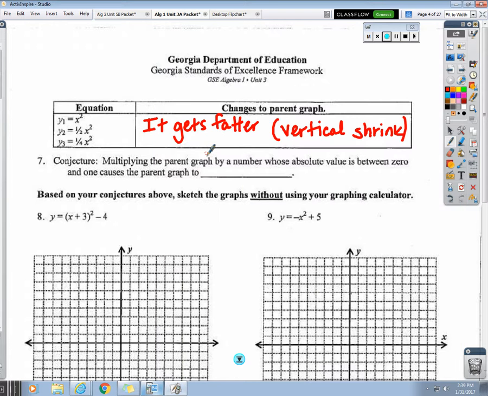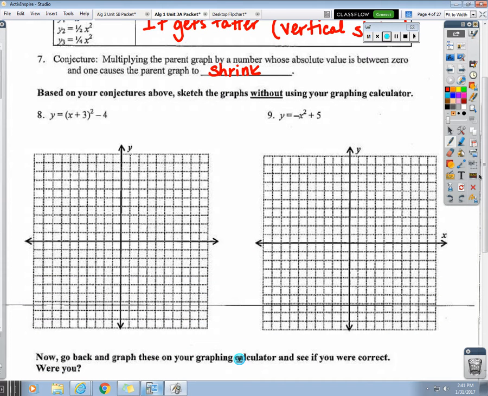So multiplying the parent graph by a number whose absolute value is between 0 and 1, and aren't numbers like 1/4 and 1/2 between 0 and 1, causes the parent graph to shrink, which will cause it to get fatter. Now, I'm about to show you something to help you remember that skinnier is a vertical stretch and fatter is a vertical shrink. Okay, let's continue. Based on your conjectures above, sketch the graphs without using a calculator this time.